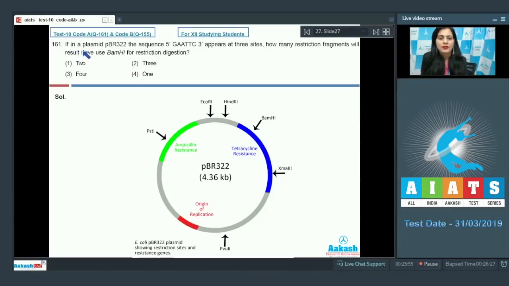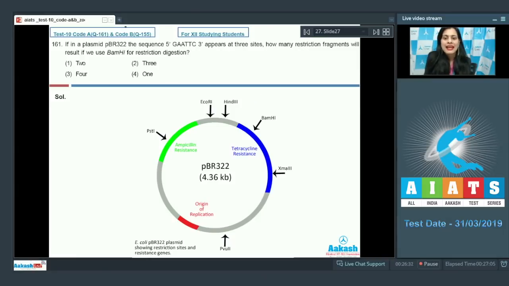Question number 161. If in a plasmid pBR322, the sequence which starts from 5' end as GAATTC to 3' end appears at same sites, how many restriction fragments will result if we use BamHI for restriction digestion? And the options are 2, 3, 4, 1.